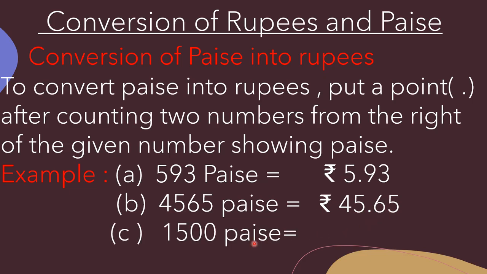Okay, now in C part, 1500 paise. So here 1500 paise, you can read it like this also. So how we can convert it into rupees? We just put point before the last two digits. So here the two zeros are given from the right hand side when we count the number. So how we can write the answer? That is 15.00 or rupees 15 only.